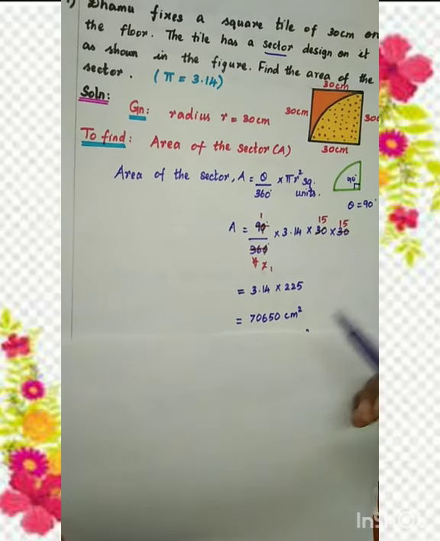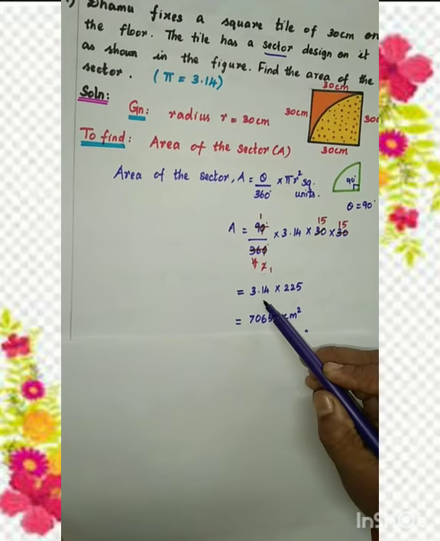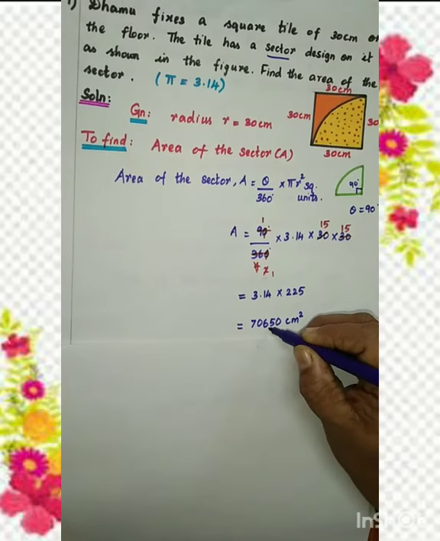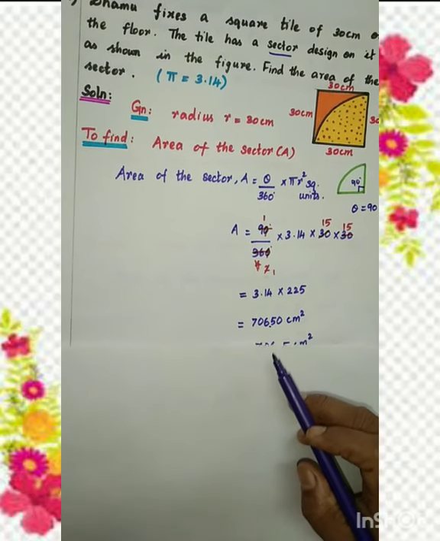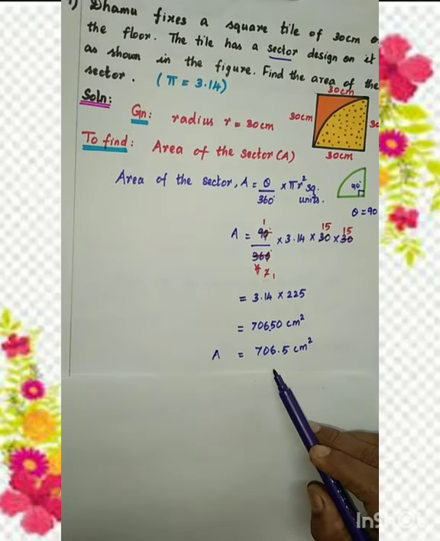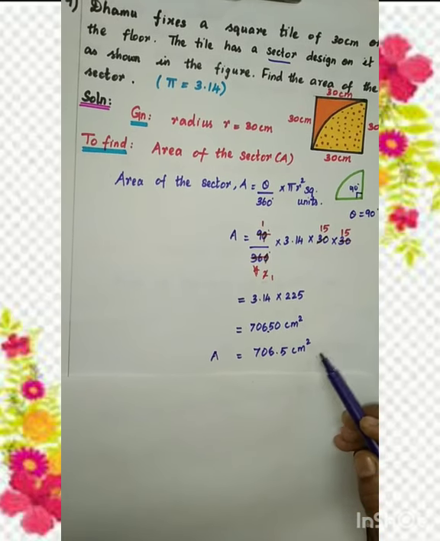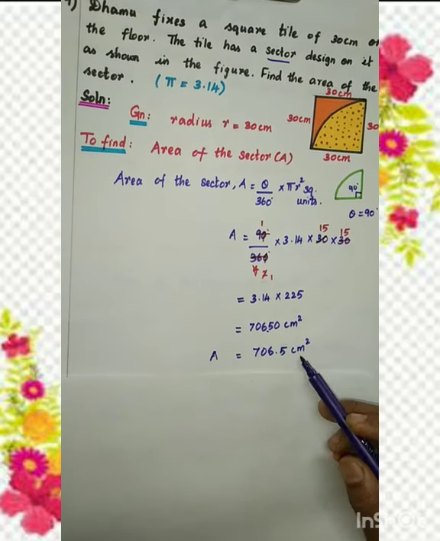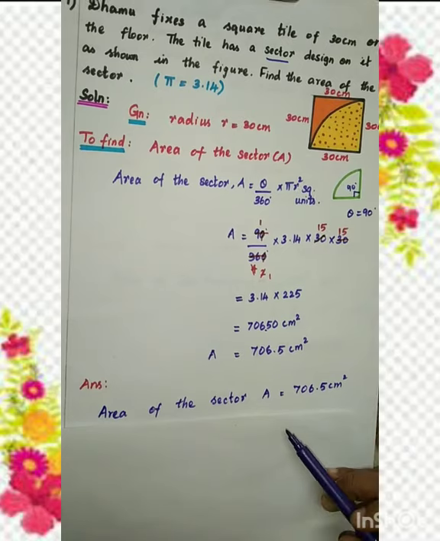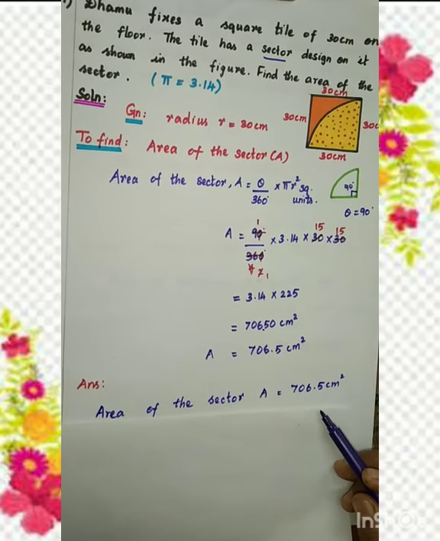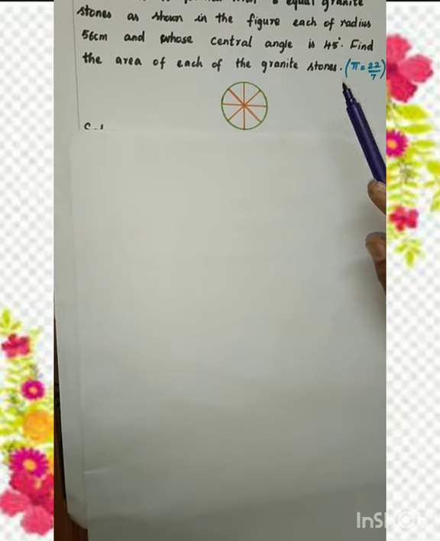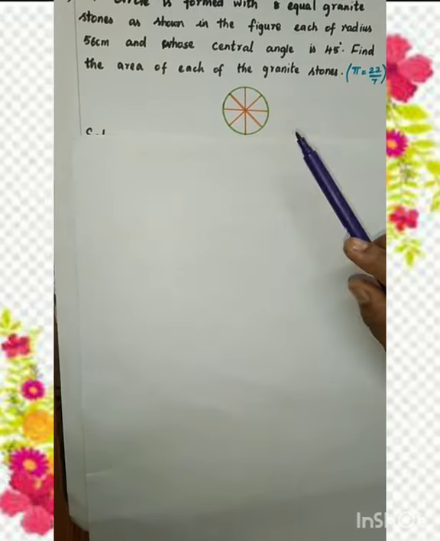Here it is a decimal. We have a decimal point. After the decimal point we have 2 digits. So after multiplying, from the last, leave 2 digits and place the decimal point. Therefore area of the sector A equal to 706.5 centimeter square. After the decimal point 0 is not valid, so no need to mention 0. Answer: area of the sector A equal to 706.5 centimeter square.